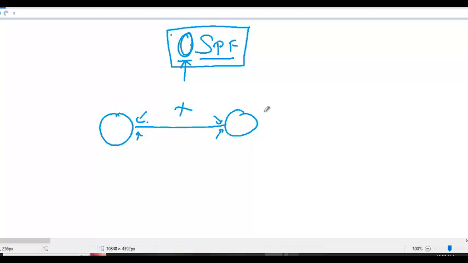So I can have a timer here like 10 and 40, and I can have here maybe 20 and 80. It's your wish, you can do that. But mostly people won't do it. They will leave it default. 10 and 40 is the hello timer.